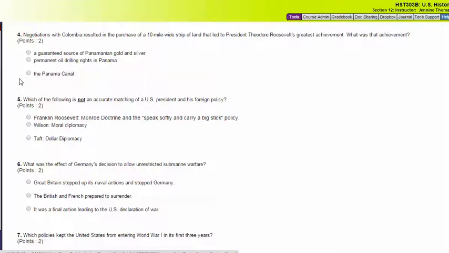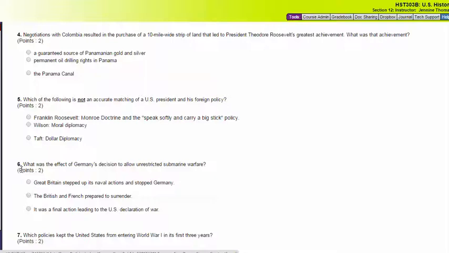Number 5, which of the following is not an accurate matching of a U.S. president with his foreign policy? Franklin Roosevelt with the Monroe Doctrine and the speak softly and carry a big stick policy. Wilson, moral diplomacy. Taft, dollar diplomacy.